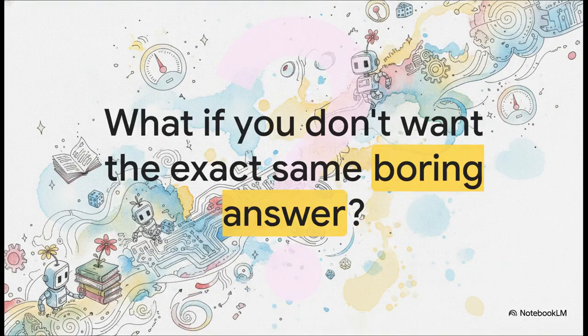Which leads us to a pretty surprising question. What if you don't want the exact same boring robotic answer every single time you hit enter? If the AI always takes the absolute safest, most probable route, it writes like a dry, overly cautious textbook. It lacks human flair, it lacks creativity. It completely lacks that spark of the unexpected. If we want an AI that can brainstorm, write poetry, or just sound human, we need a mechanism to deliberately inject a little bit of controlled chaos into the machine.